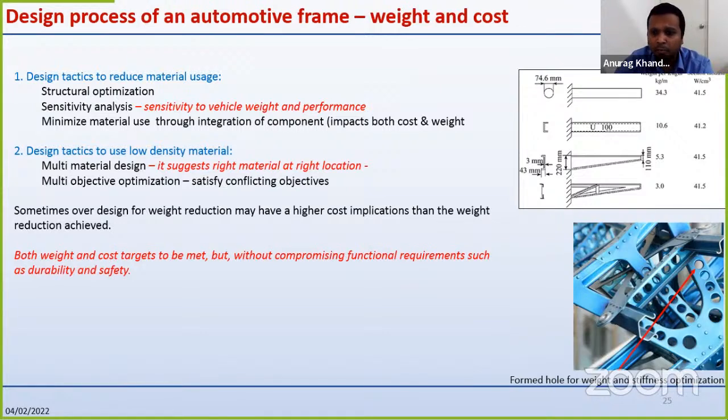One aspect to remember is that for weight reduction, we should not over design or add elements which have higher cost implications. What you see in the image are holes. Obviously they add stiffness also, but they mostly help in weight reduction. But this kind of design might have a larger impact on tooling and costing. I'm not saying it's a wrong design, but specifically on a bracket design, we should take care of the implication on cost when we go for weight reduction.